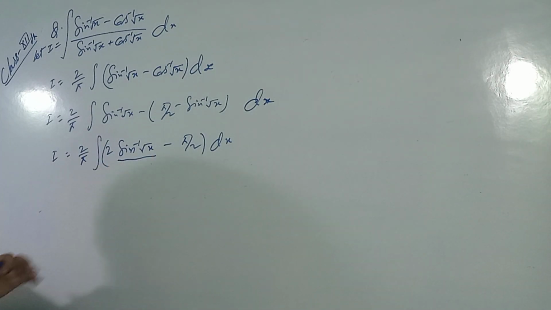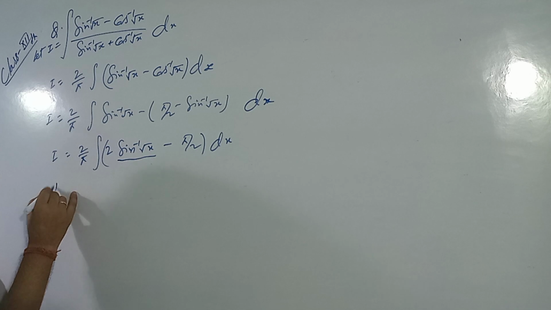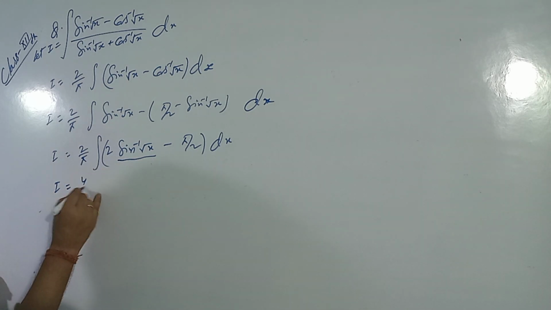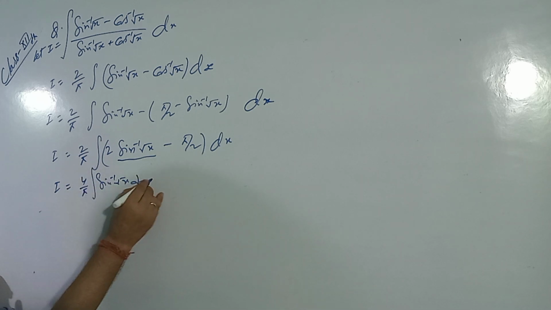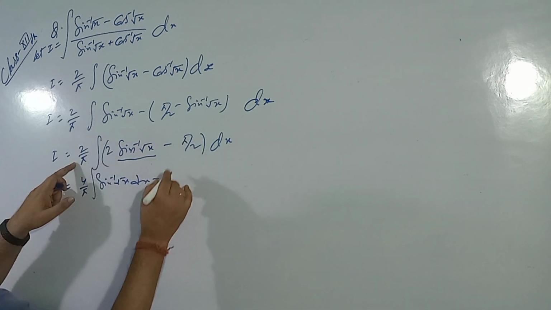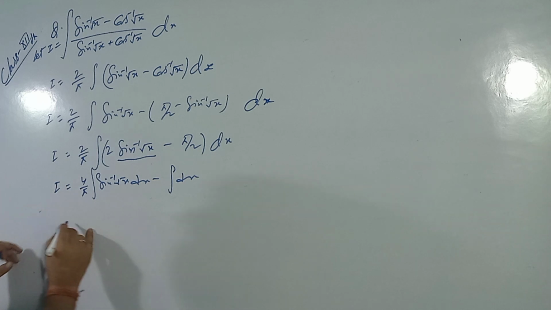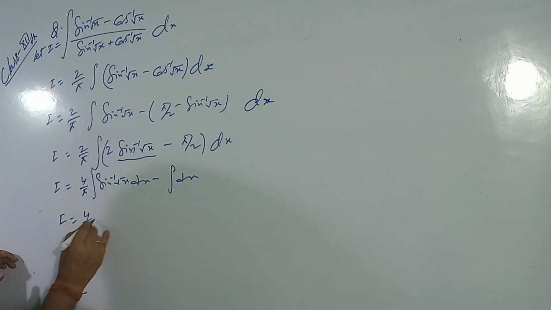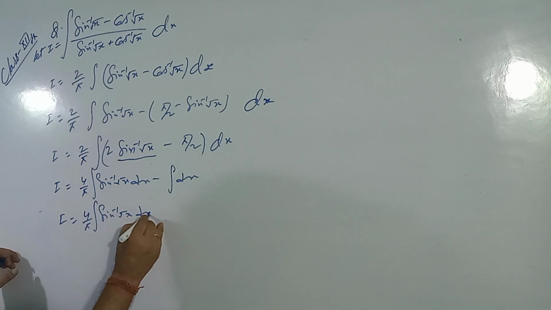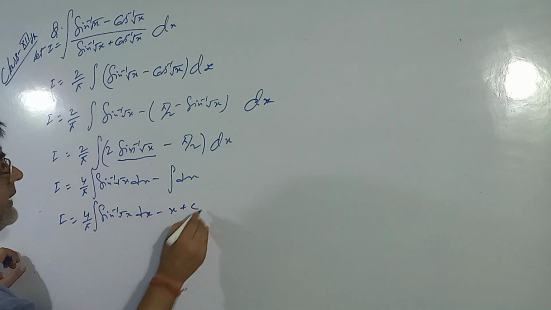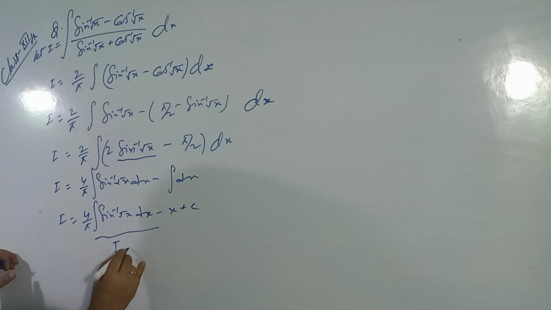This is the only one to solve. First of all, I equals 4 by pi integral of sin inverse root x dx minus integral of 2 by pi dx. So the answer equals 4 by pi integral of sin inverse root x dx minus integral of dx, which equals x plus c. This is I1. Let us solve I1 here.